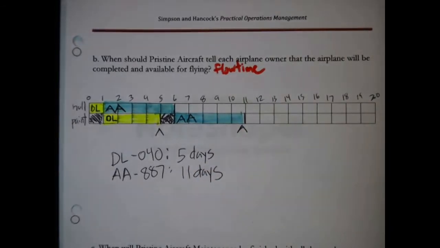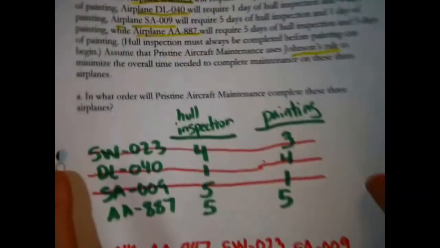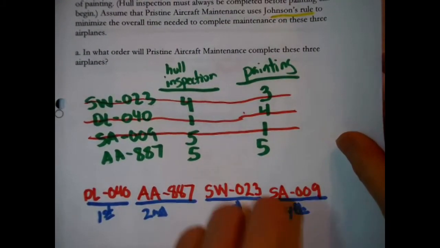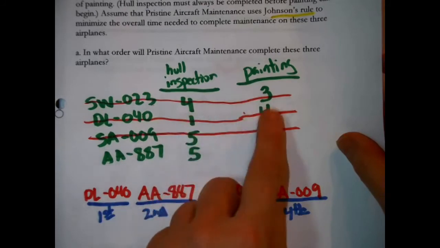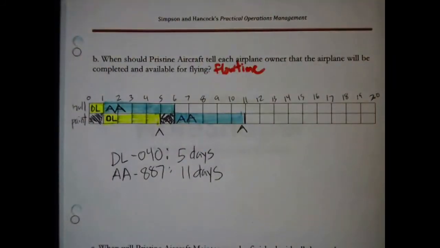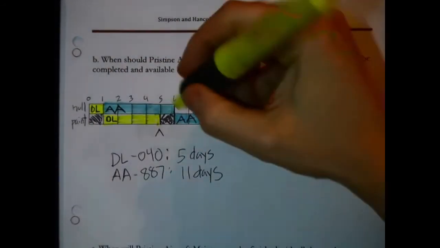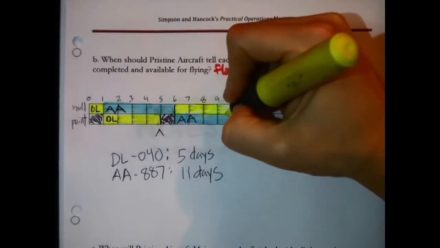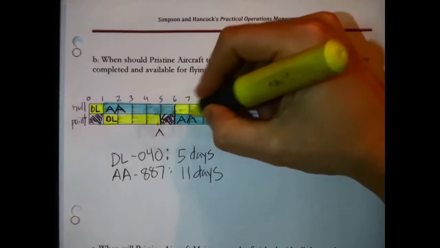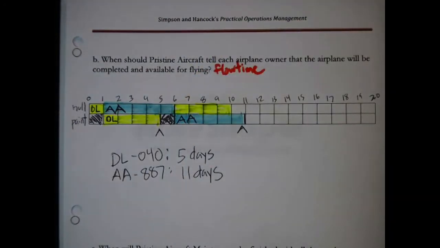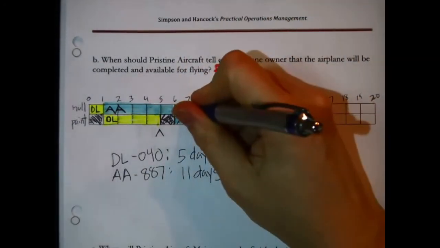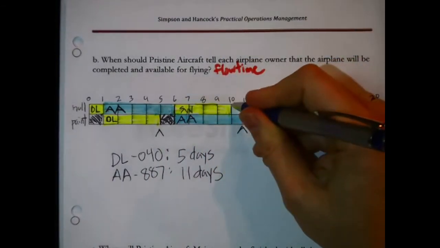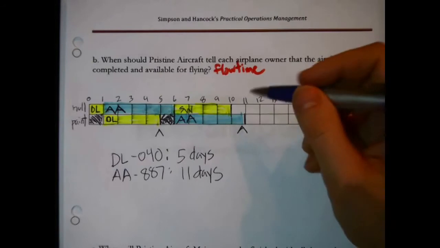Okay, then who's next? We consult the sequence: SW023. That aircraft is next. That is 4 days worth of hull inspection and 3 days worth of painting. 4 days worth of hull inspection. 1, 2, 3, 4. Okay, so this is for the third aircraft, SW. And it will finish up right there at the end of the 10th day, in 10 days.